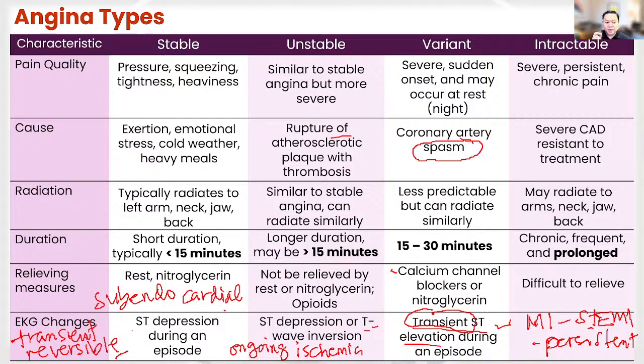So the variant type of angina ST segment elevation is going to mimic, it looks like the patient is really having an MI, but the occurrence is very temporary. All right, now let's move on to the next one, which is the intractable type of angina pectoris. What do you think would be here? Well, the EKG finding in the intractable angina pectoris will be persistent ST segment depression. There's also going to be T wave inversion, guys.